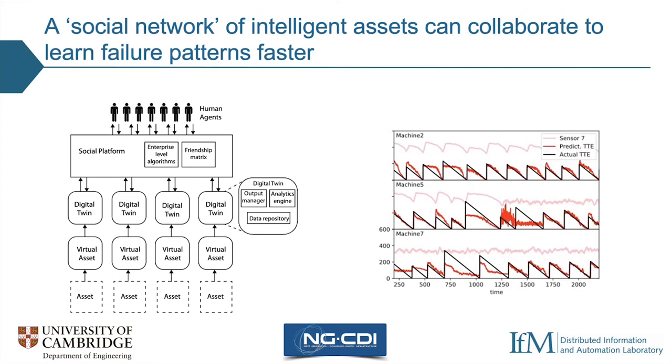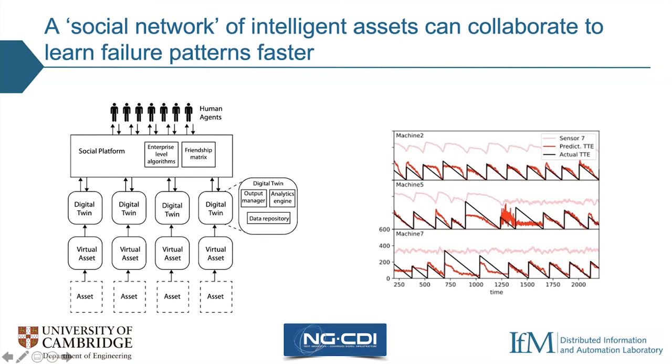And the idea of making friendship is really important here, because we need to make sure that these assets don't make friends with random assets. These assets make friends with meaningfully similar assets, where the learnings can actually enhance the prediction capability rather than confuse the assets even further. An example of this is shown on the right-hand side, the curves here. This is an example using gas turbines, turbofan engines, actually. There are three machines working in three different sites. The pink line shows the sensor data generated by the asset. The black lines are the actual time to failure of the asset, and the red line is the predicted time to failure.